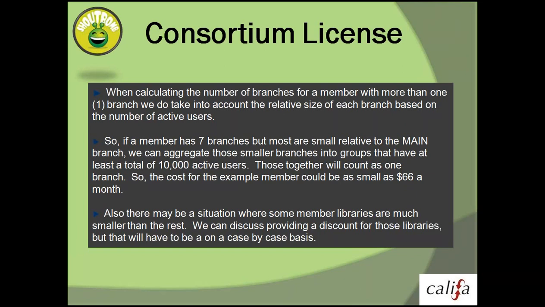That depending if you have 7 branches, but most of the other 6 branches are really small, as long as they add up to around 10,000 active users, you would really be paying only for 2 branches, or $66 a month. And then there's also the scenario where even some of the members themselves are tiny in comparison to the rest of the consortium. We're willing to provide them a discount as well, but that's on a case-by-case basis.